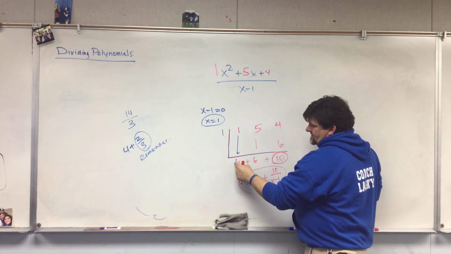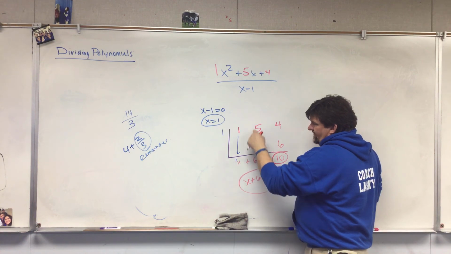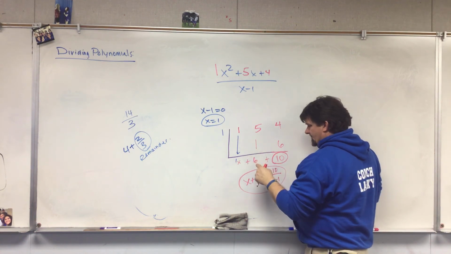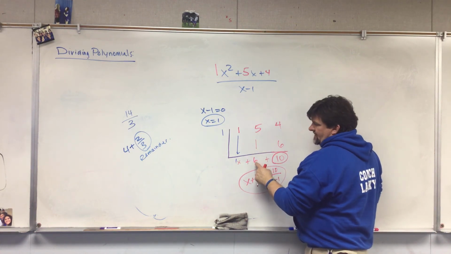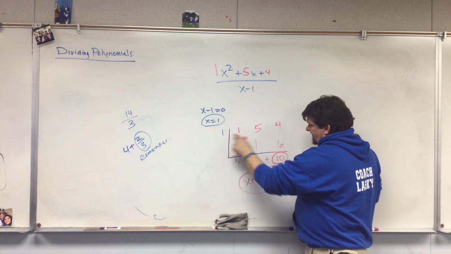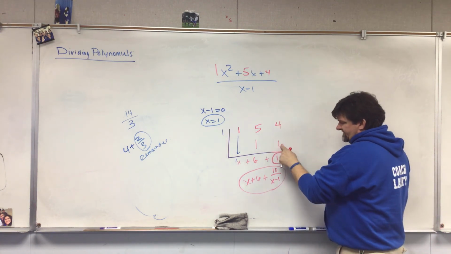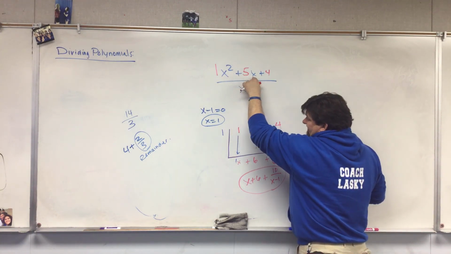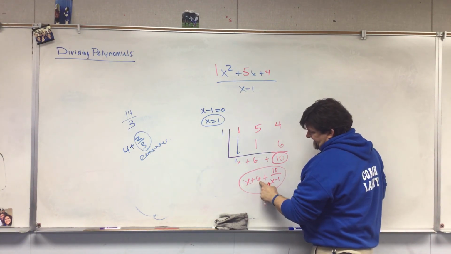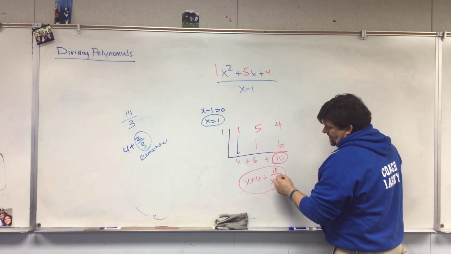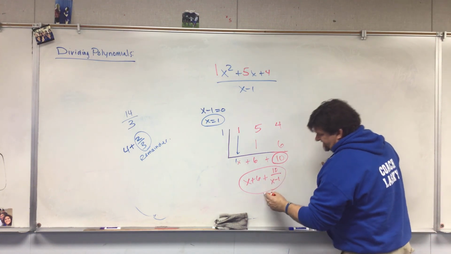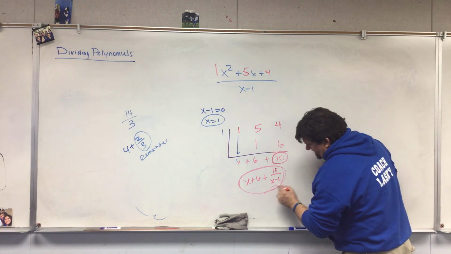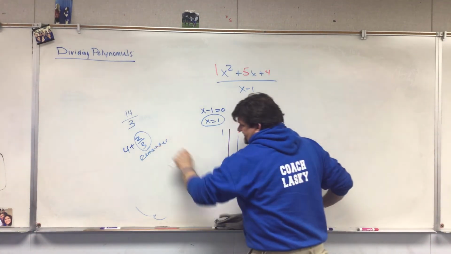1 times 1 is 1. 5 plus 1 is 6. 6 times 1 is 6. 4 plus 6 is 10. I take an x off of each one of these and I get x plus 6 plus 10 over the remainder. So this is my remainder right here. This is my remainder. Kind of like this idea here.